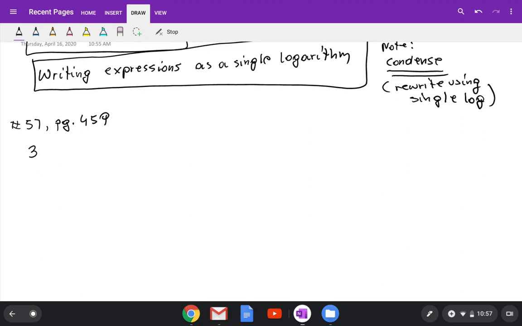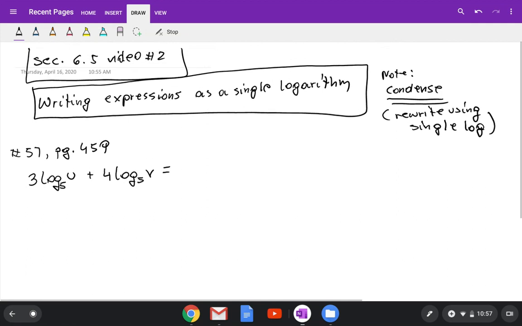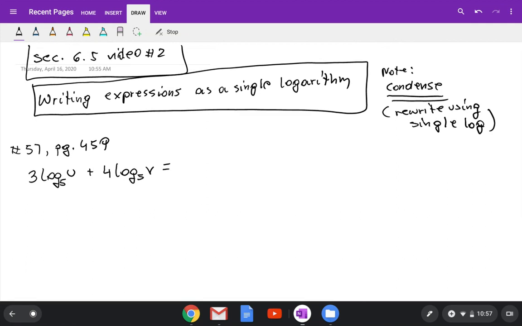And they give you 3 log base 5 of u plus 4 log base 5 of v. So you need to rewrite that, you need to condense that using a single log. So the major operation is plus. That means eventually we will use the product property. But we're not ready for the product property, okay?